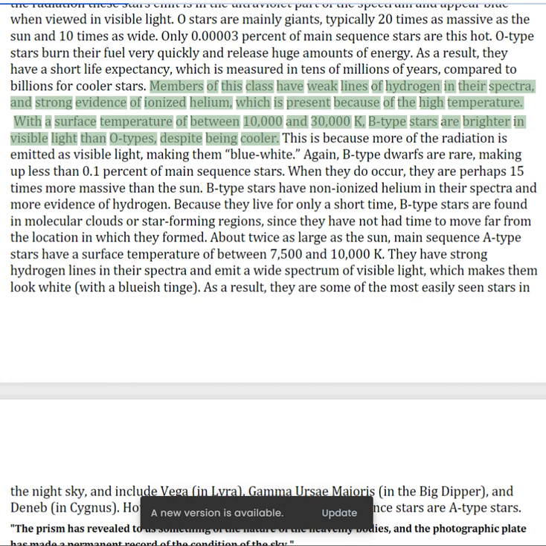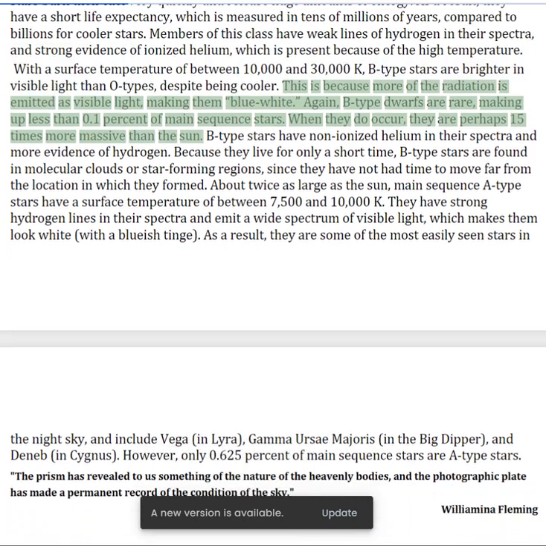With a surface temperature of between 10,000 and 30,000 K, B-type stars are brighter in visible light than O-types, despite being cooler. This is because more of the radiation is emitted as visible light, making them blue-white. Again, B-type dwarfs are rare, making up less than 0.1% of main sequence stars. When they do occur, they are perhaps 15 times more massive than the Sun.